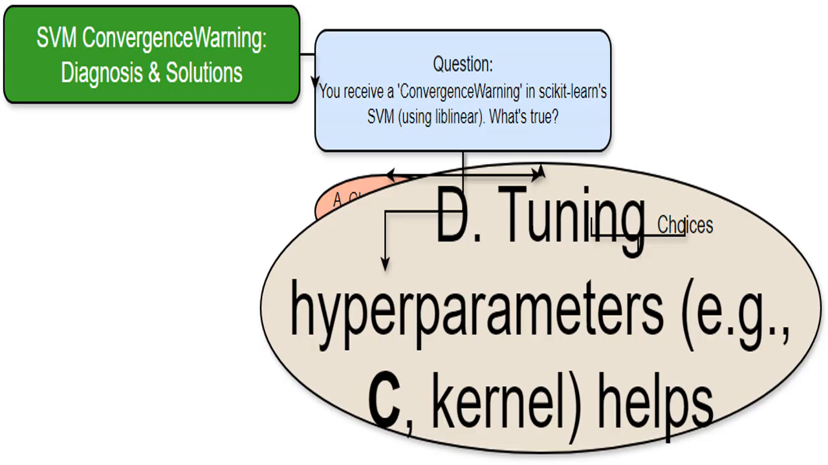I totally agree that tuning hyperparameters like "C", the regularization parameter, and the kernel type can dramatically improve convergence. The "C" parameter controls the balance between correctly classifying points and maximizing the margin. The kernel defines how your model handles high-dimensional data. It's like adjusting the knobs and dials on a machine to get the best performance. A poor choice of either can prevent the algorithm from converging effectively.